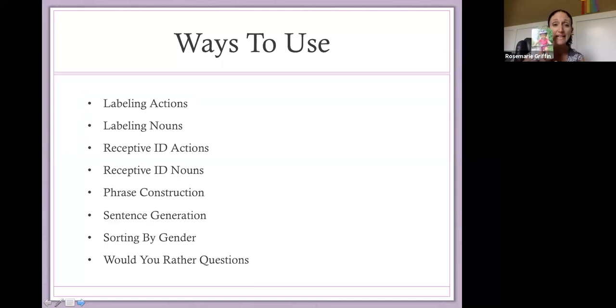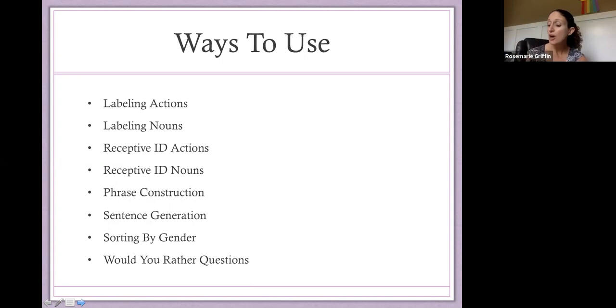So you could use it for labeling actions. You could use it for labeling nouns, pointing to this and having the student label bike, or pointing to this and having the student label horse. There are a lot of different nouns that are represented too, so you could use them in that fashion as well.